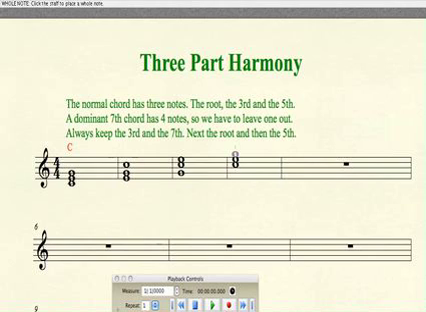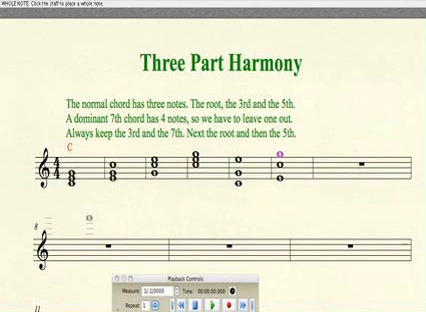Obviously we can also spread it, so we can have C here, G here, and E up there. All of these types of combinations are available to us. This is still a C chord. Each one of these, of course, gives you a different sound.